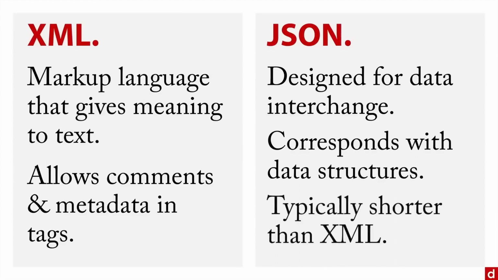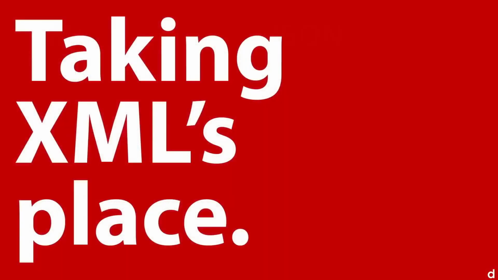Also, JSON is typically shorter than XML because it does not require the closing tags. Now, there are ways to do that with XML, but that's not typically how it's done. As a result of these differences, JSON is basically taking XML's place in web data. XML still exists, still used for a lot of things, but JSON is slowly replacing it.